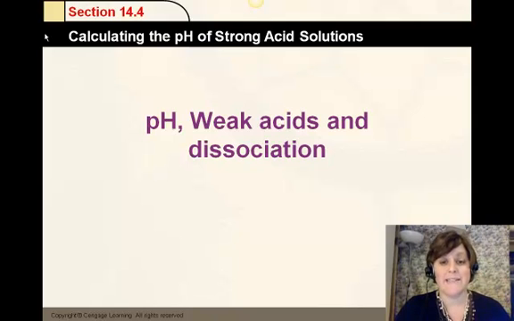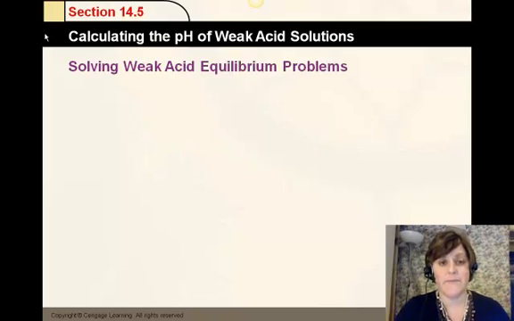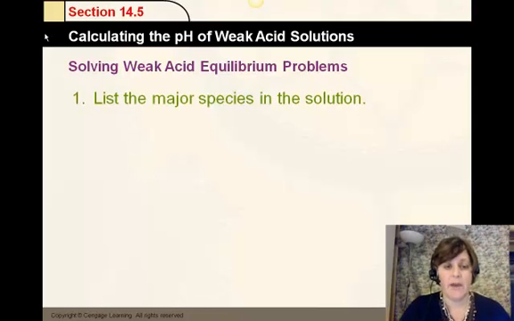pH, weak acids, and dissociation. So we're going to be talking about pH again, and this time we're going to be solving weak acid equilibrium problems. We already talked about solving strong acids, but now we're on to the ones that involve a Ka value.